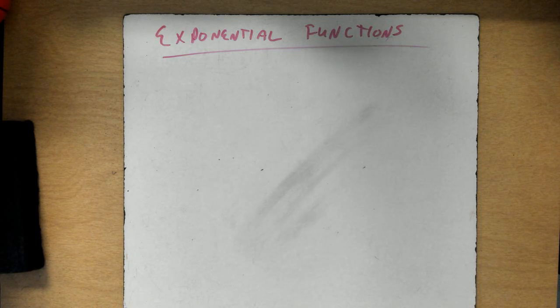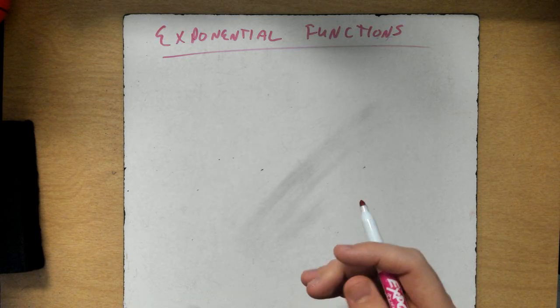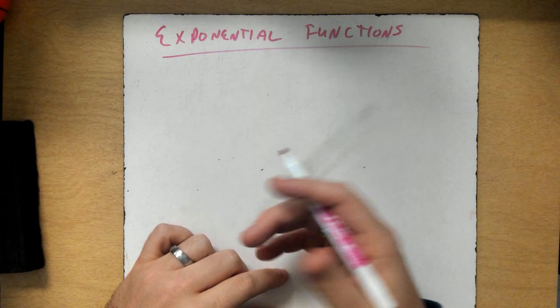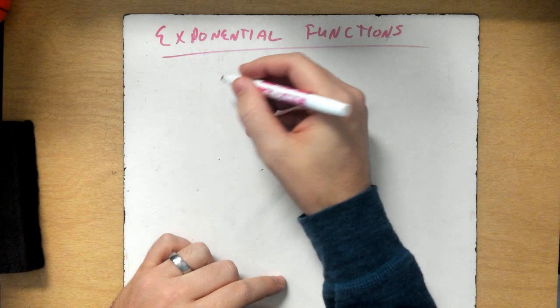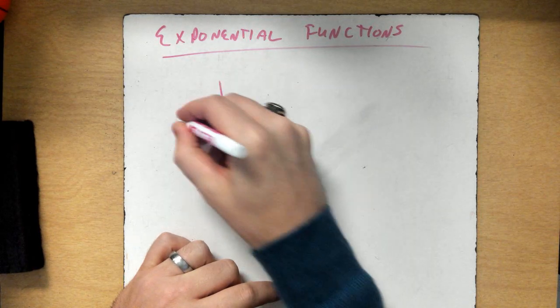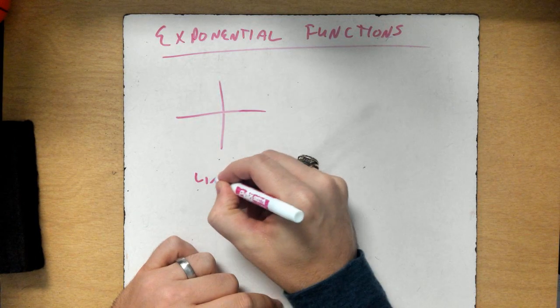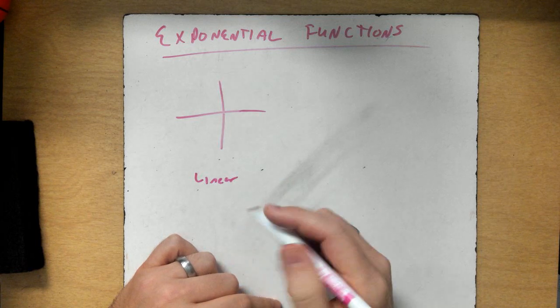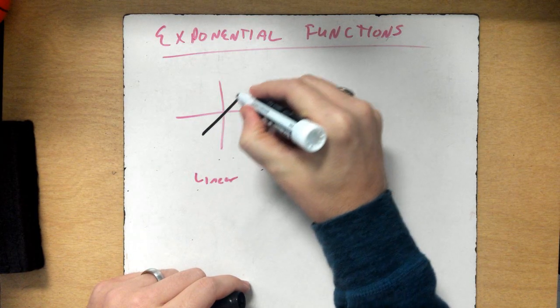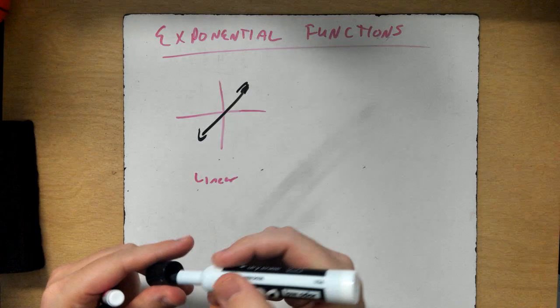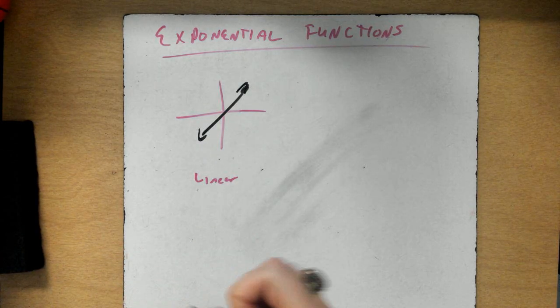Alright, today's topic is exponential functions. Exponential functions are graphs in the same terms of lines, but they're a little different. For example, when we have a linear graph, if it's linear, then we have a straight line. So basically we have a line that is a straight line.